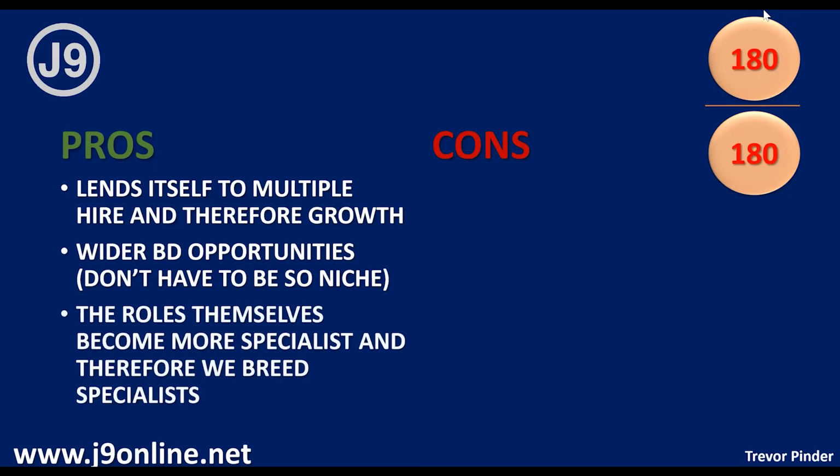The roles themselves become more specialist. There are definitive lines of engagement between what people do. Therefore, we are breeding specialists in a certain role rather than 360 consultants who are perhaps great at BD and not as great at resourcing, or vice versa. So those are our pros in terms of the double 180.